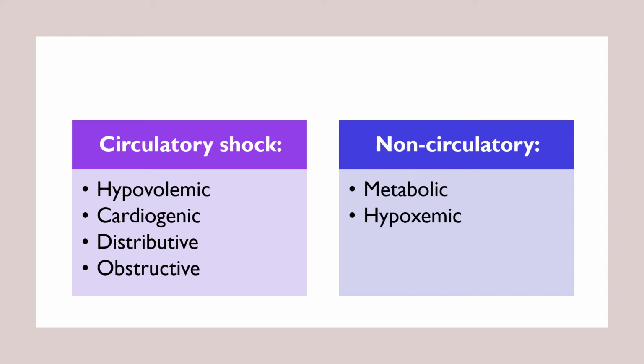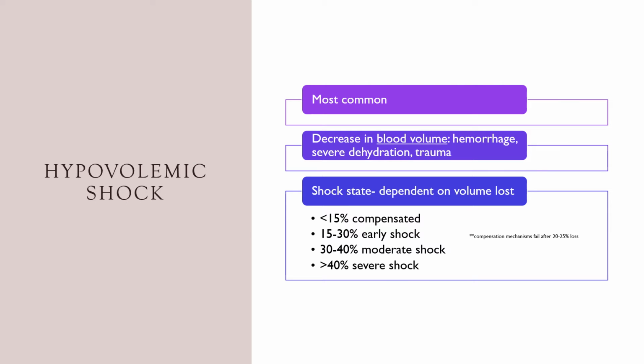There's two types of shock, circulatory and non-circulatory shock. Circulatory shock includes hypovolemic, cardiogenic, distributive, and obstructive shock, and non-circulatory types are metabolic and hypoxemic. Hypovolemic shock is the most common kind of shock that you'll find. It's a decrease in blood volume from hemorrhage, severe dehydration, or trauma. It also includes GI or urinary losses from severe vomiting, diarrhea, or polyuria.